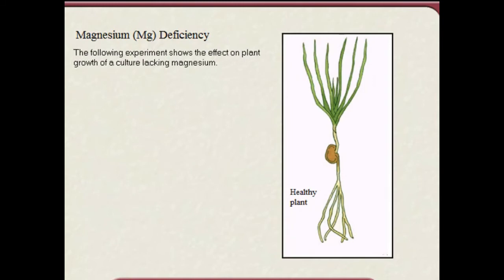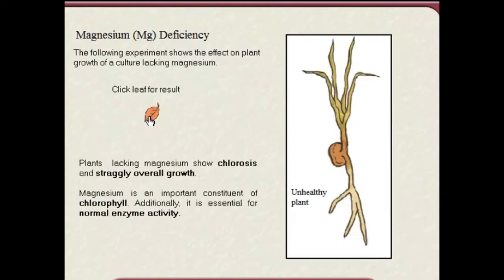Magnesium deficiency. The following experiment shows the effect on plant growth of a culture lacking magnesium. Plants lacking magnesium show chlorosis and straggly overall growth. Magnesium is an important constituent of chlorophyll. Additionally, it is essential for normal enzyme activity.